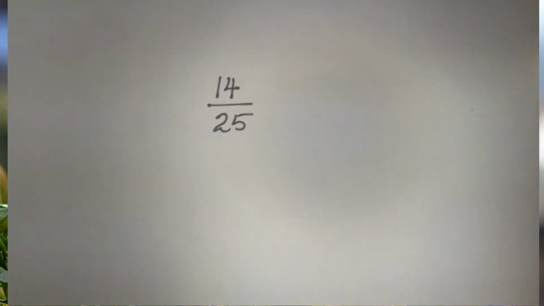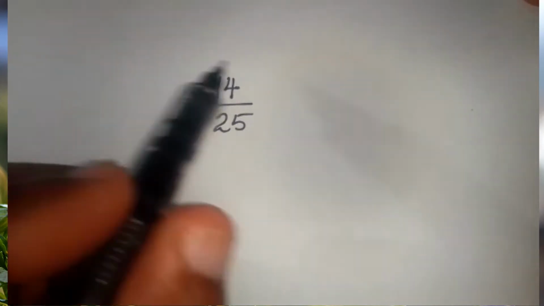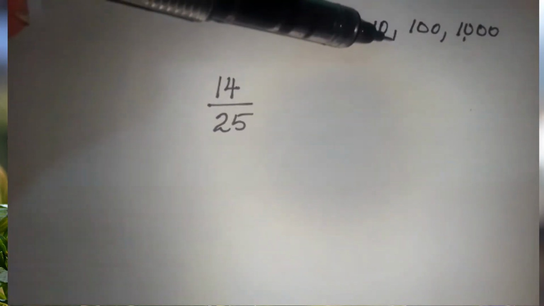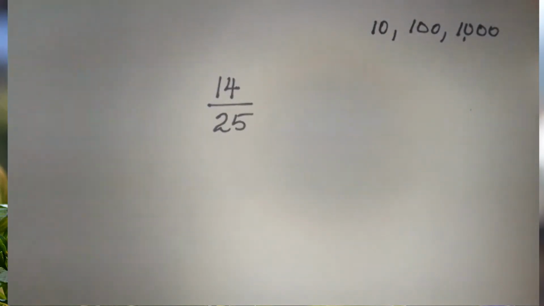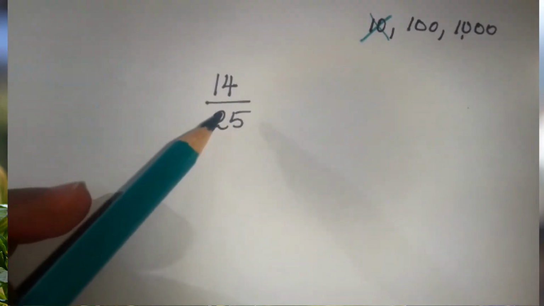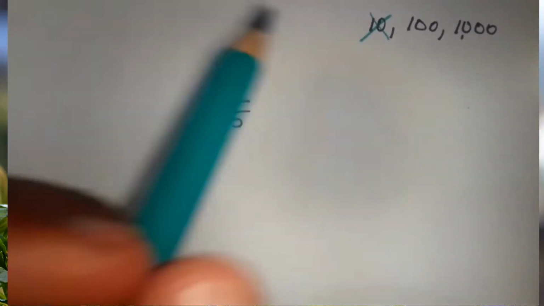So here is another example with the fraction 14 out of 25. Now remember, our goal is to rewrite this fraction with a denominator of either 10, 100, or 1,000. Now looking at it, which one of these can 25 go into easily without leaving a remainder? Think about it. Well, 25 is bigger than 10, so it can't be 10. I know that 25 can go into 100 easily. So I'm going to choose this 100.